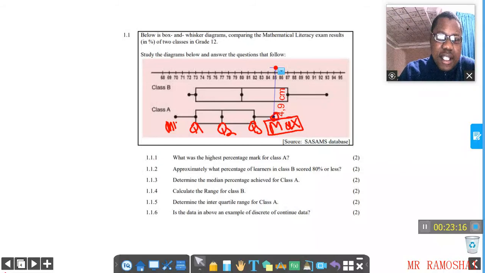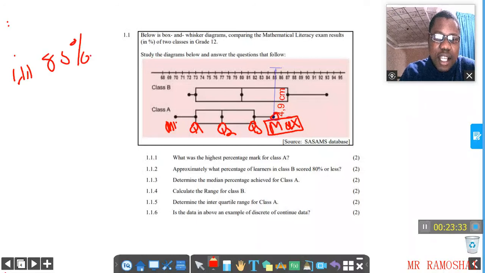You know, guys, in Maths Lit you just have to practice and practice, because I believe that these are 3 marks that everyone has to get. 85%, that was our highest value. Therefore now you just get 2 marks for just checking this point here and comparing it against the marks here. Then you get your 2 marks here.